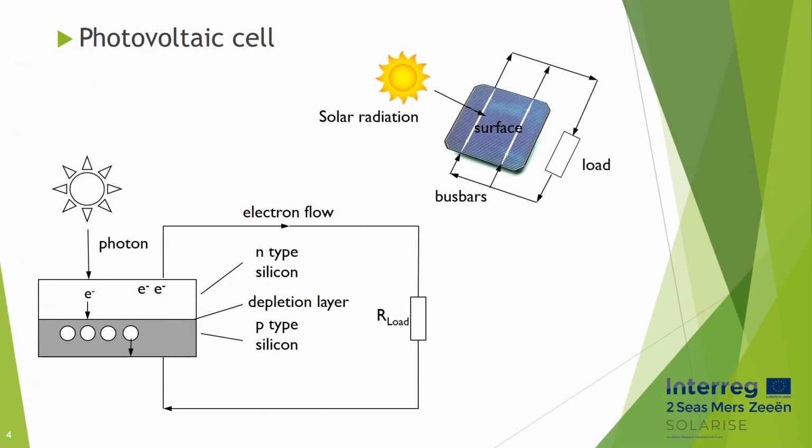A solar cell or a photovoltaic cell is an electrical component that converts the energy of light directly into electricity by the photovoltaic effect. The photovoltaic cell is generally a constant current source which is directly proportional to the solar radiation falling on the cell.